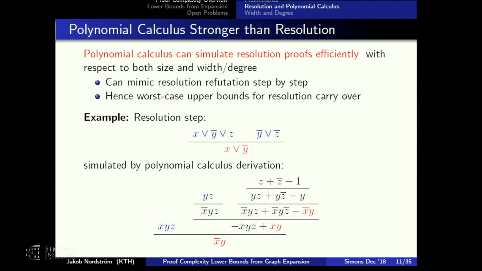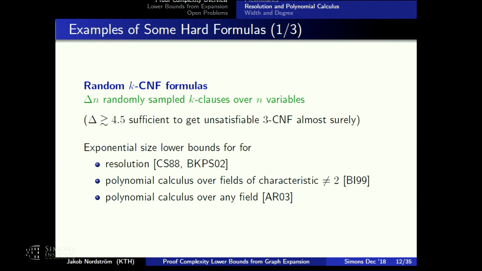Good. So let me tell you some of what we know, some classic results for these proof systems. Random k-CNF formulas is my first example. So if you just sample delta n clauses of width k over n variables, so for 3-CNFs, delta of 4.5 is enough, then asymptotically almost surely you'd get an unsatisfiable CNF formula. And this is exponentially hard, both for polynomial calculus and resolution.